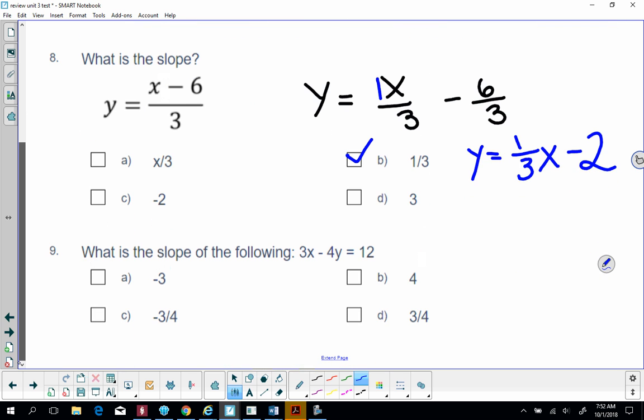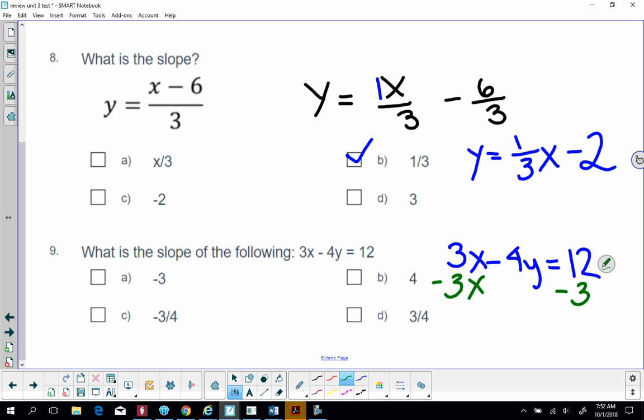This one, what is the slope of the following? So I saw some of you guys are on Delta Math on this. They want you to get what letter by itself when we move this around? Y, right? So first, how do I get 3x to the other side? Subtract. Can I combine these two right there? No, because they're not like terms. And don't drop that negative. You get -4y equals -3x plus 12.